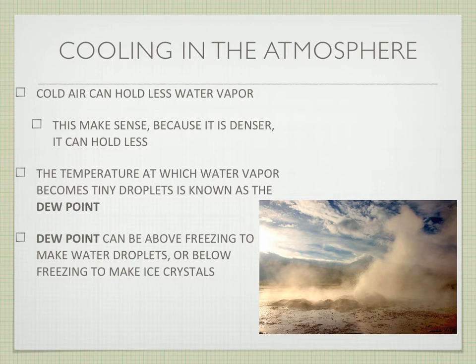Now there's a specific temperature where this happens, and it's called the dew point. So dew point is the temperature at which water vapor starts making tiny droplets. And again, if the temperature is above freezing, then you'll make water droplets and get rain. If the temperature is below freezing, then you will make ice crystals, which will come down as snow.